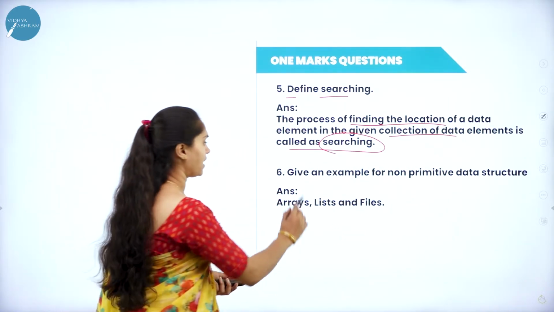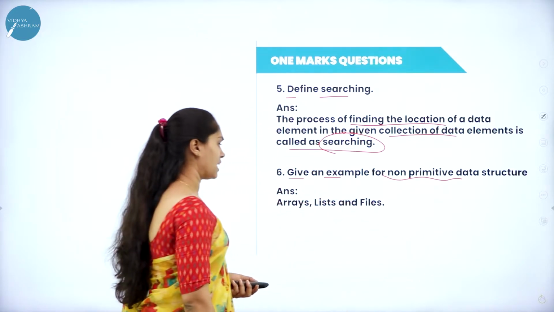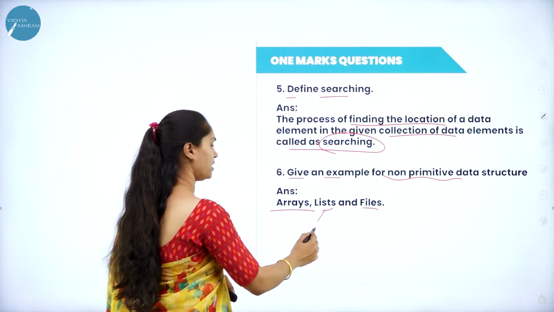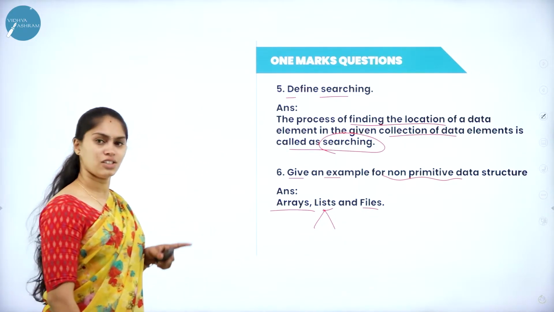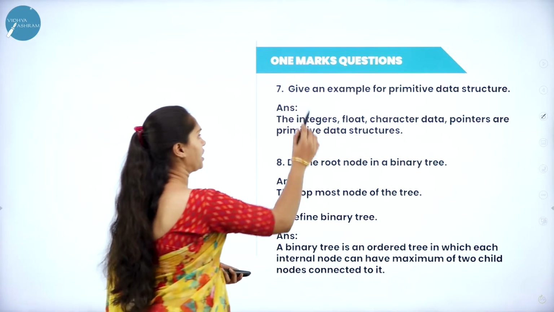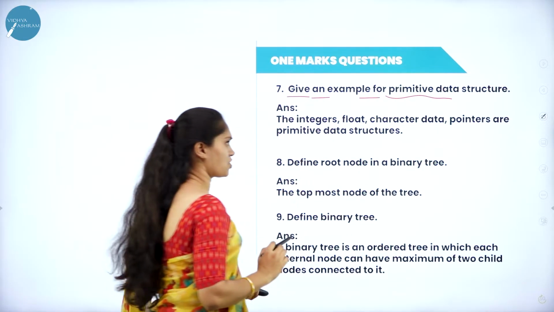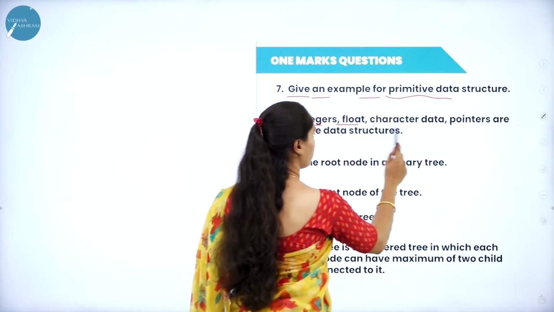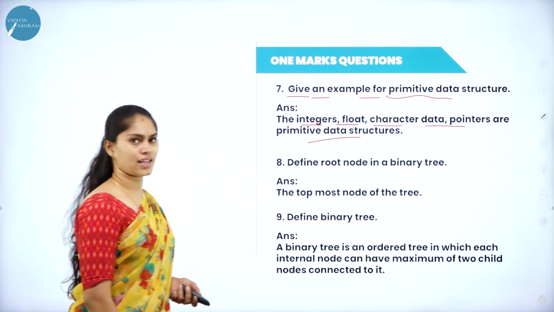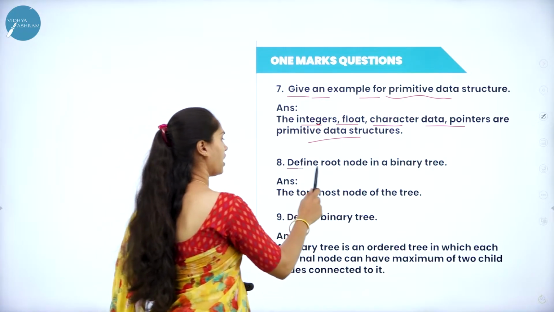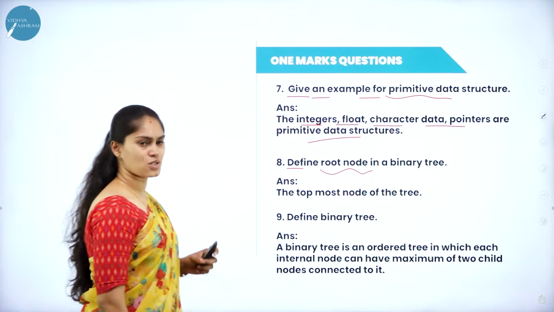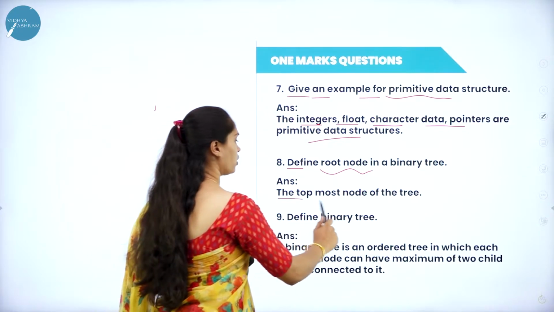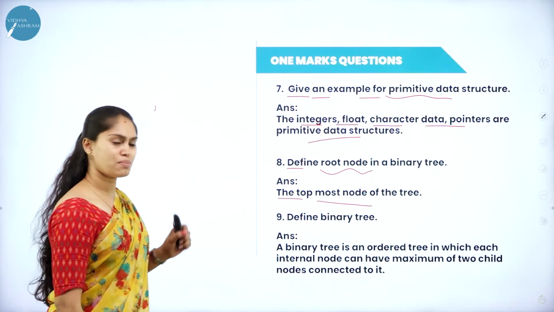Next, give an example for non-primitive data structure. Which comes under non-primitive? We have arrays, lists and files. In the list we have linear as well as non-linear. Next question, give an example for primitive data structure, which directly operates on machine level instructions. That includes integer, float, character and pointers, which are the primitive data structures. Define root node in a binary tree. The topmost node in a tree will be considered as what? The root node of a tree. Then what is a binary tree?